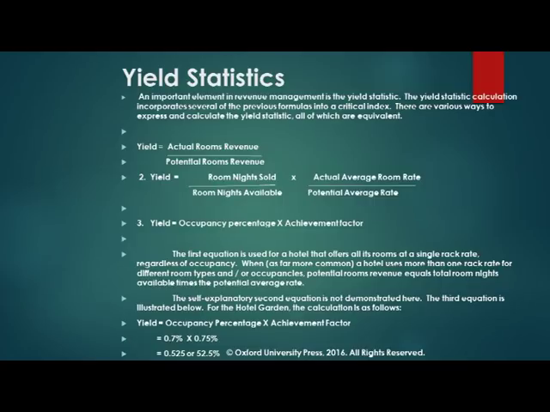For the hotel garden, the calculation is as follows. Yield equals occupancy percentage x achievement factor equals 0.7 x 0.75 equals 0.525, or 52.5%.